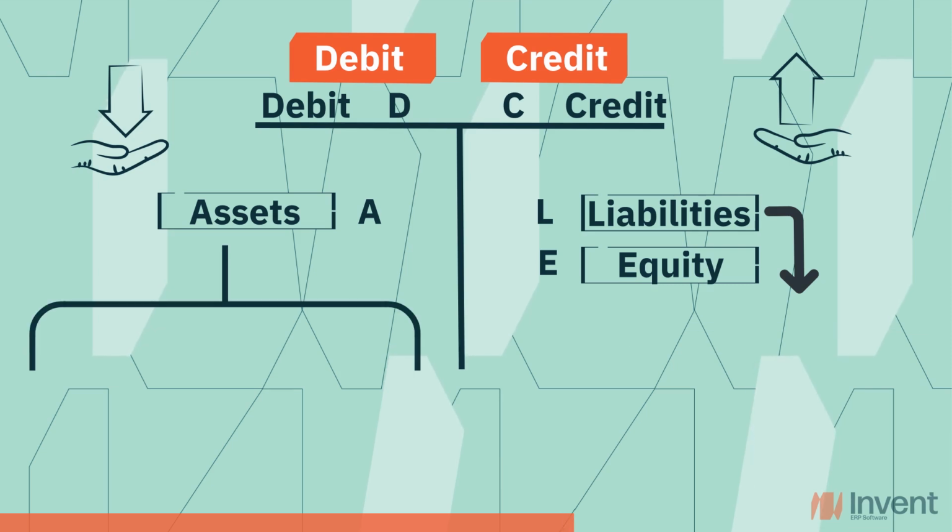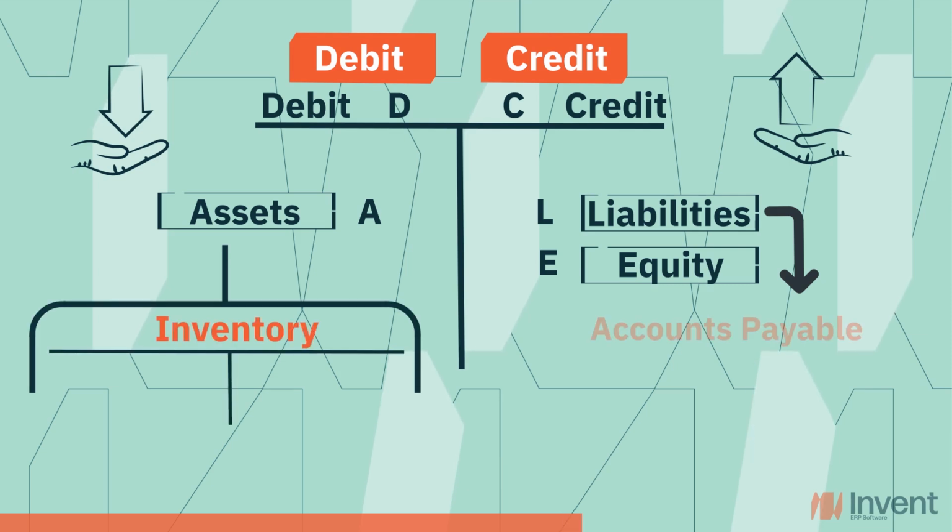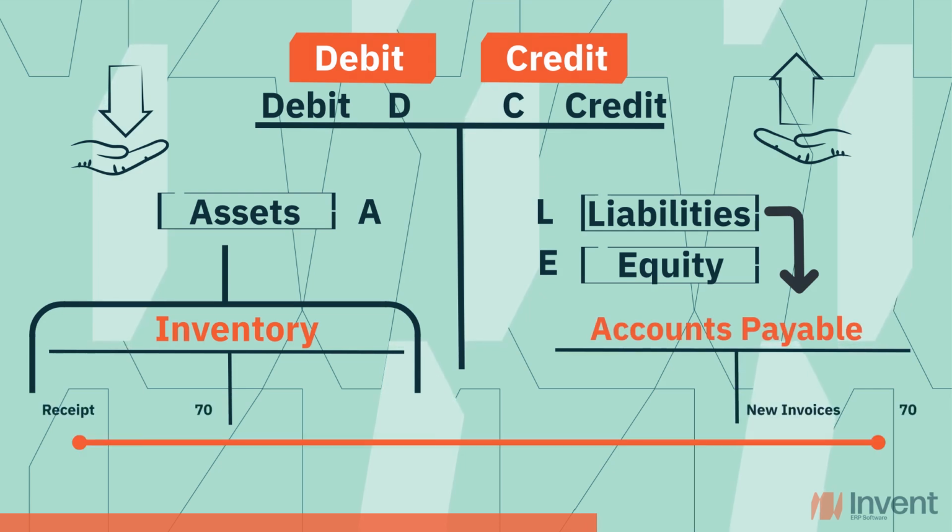Let's connect the examples by examining debits and credits. Both mention the number 70. The company received inventory worth $70 but didn't pay immediately, receiving an invoice instead. The journal entry is debit inventory $70, credit accounts payable $70. Every transaction impacts at least two accounts, and the total debits always equal the total credits.